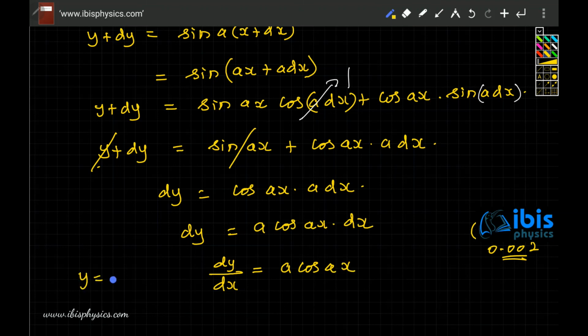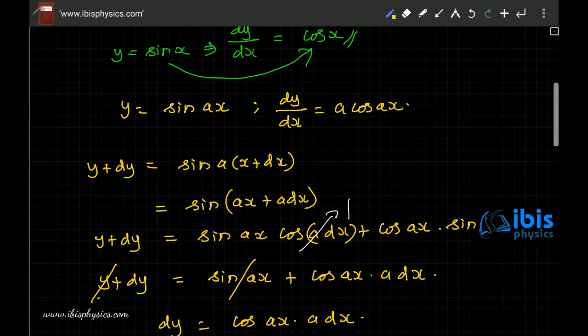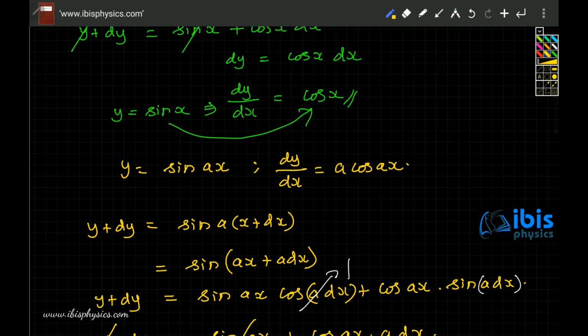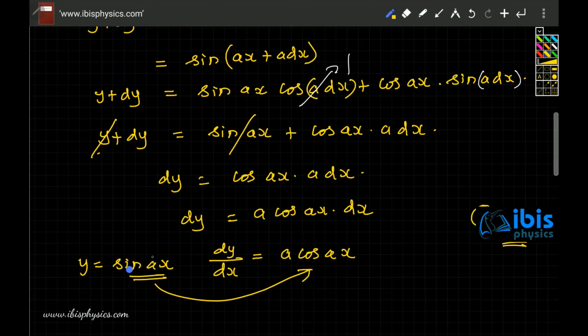If y equal to sin ax, differentiation of sin ax is a, that has to come out, and then the derivative of sin ax is cos ax. This is how. So sin x becomes cos x, and sin ax becomes a cos ax.